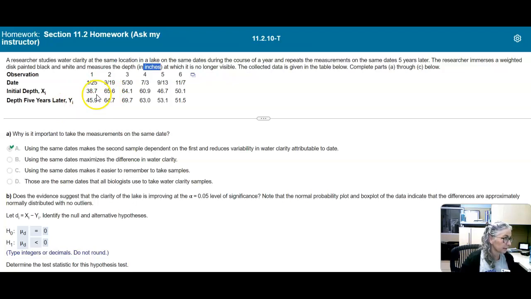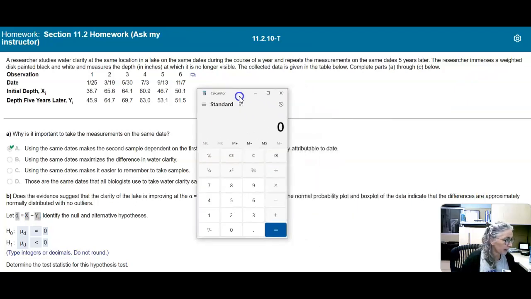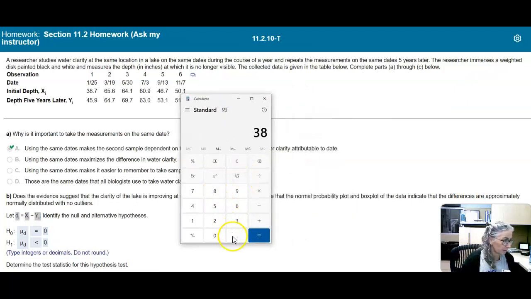This is pretty clearly matched pairs data because it's in the same location at the same time of year, and it's trying to find a change. The problem tells us how to set up our difference calculation, and that's to take the first number and subtract the second number from it. If we do that calculation on a calculator, again just on one observation, we do 38.7 minus 45.9, and you end up with a difference of negative 7.2.